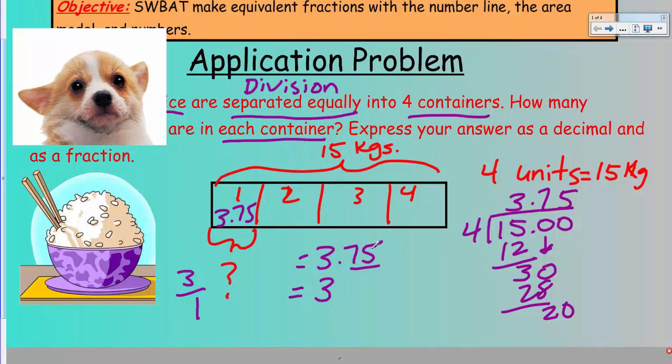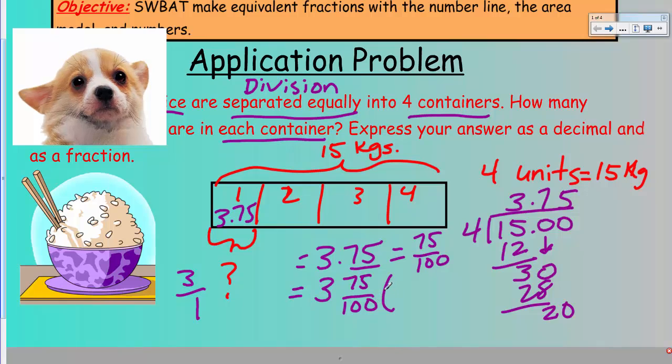Well, this is a decimal, 75 hundredths, so this could actually be written as 75 over 100. Now, there's nothing wrong with writing 3 and 75 hundredths. However, it just so happens that 75 hundredths can also be written as a reduced fraction and an equivalent fraction, what we're going to be looking at today.